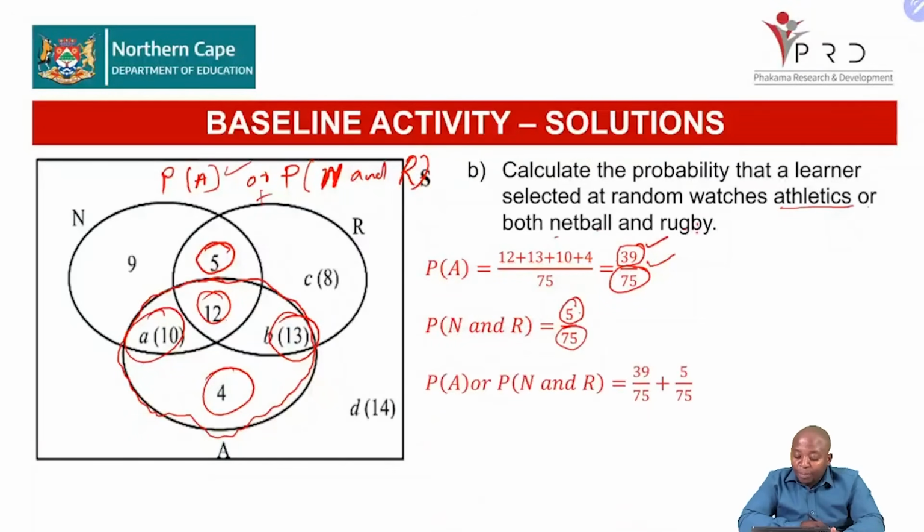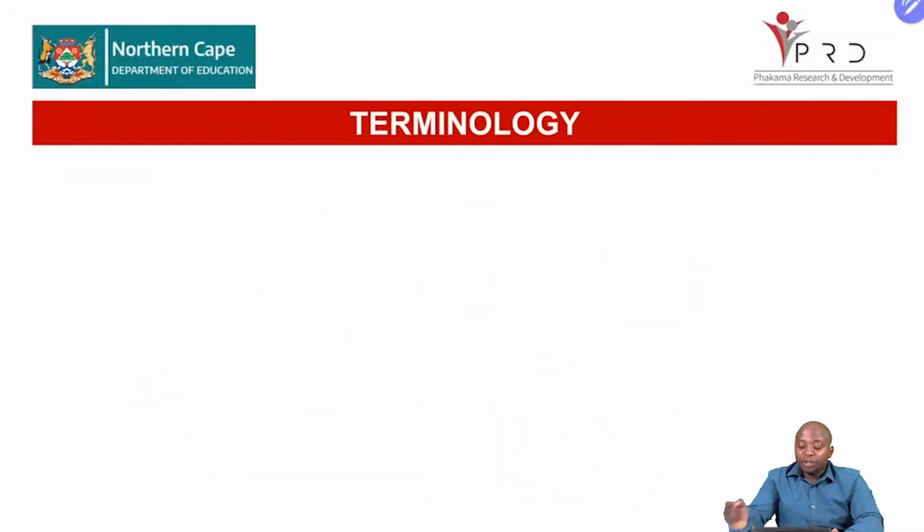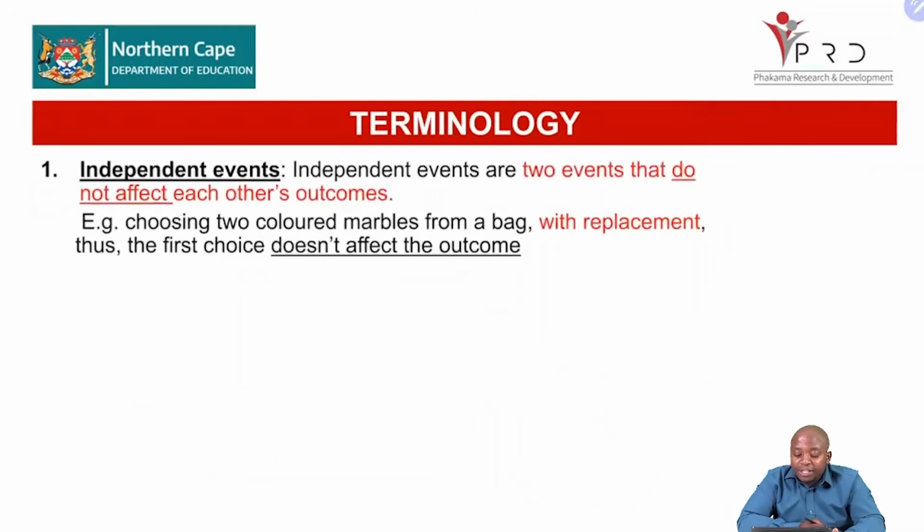Then, to find that probability, we can say the probability of A or the probability of N and R, which is athletics, or netball and rugby, is equal to the probability of athletics plus netball and rugby. Then we get our answer as 44 over 75, which is 0.59 to two decimal places.